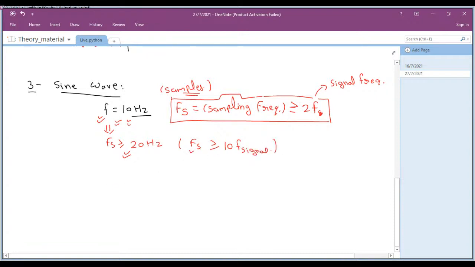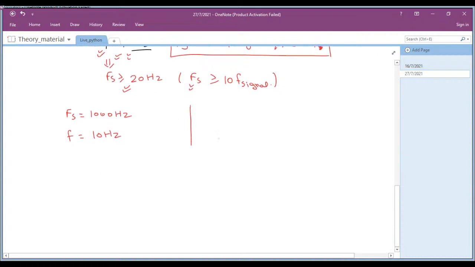Okay, so now one thing is sure, when we are making the sampling frequency, first of all we have to specify it. So we'll take the sampling frequency as 1000 hertz, to be on the safe side, and we'll be generating a frequency of 10 hertz. Now samples means, let's say this is our sine wave. So this is one sample, second sample, third sample, and fourth sample, and so on.